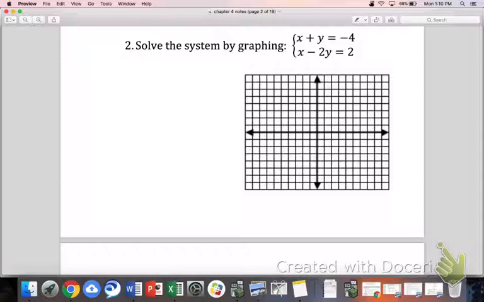What did we do last time? Yeah, Avery. Okay, we put them into slope-intercept form, right? So for the first one, slope-intercept form was y equals negative x minus 4. And for the other one, we had to do a little bit of work, right? We had to subtract x and divide by negative 2. I think this one ended up being y equals, let's see here, 1/2 x minus 1.